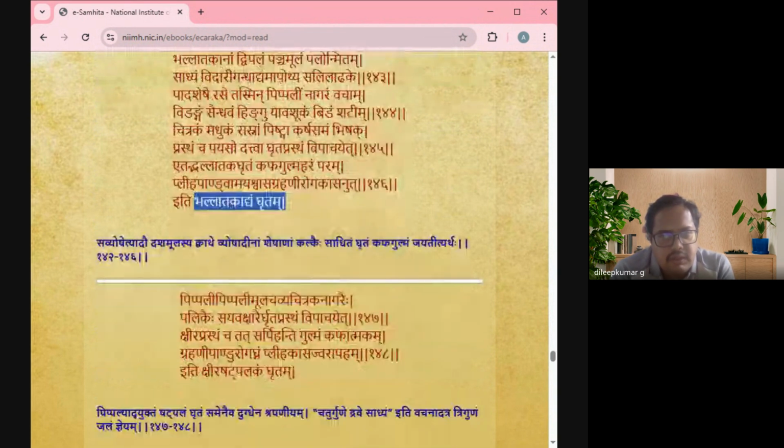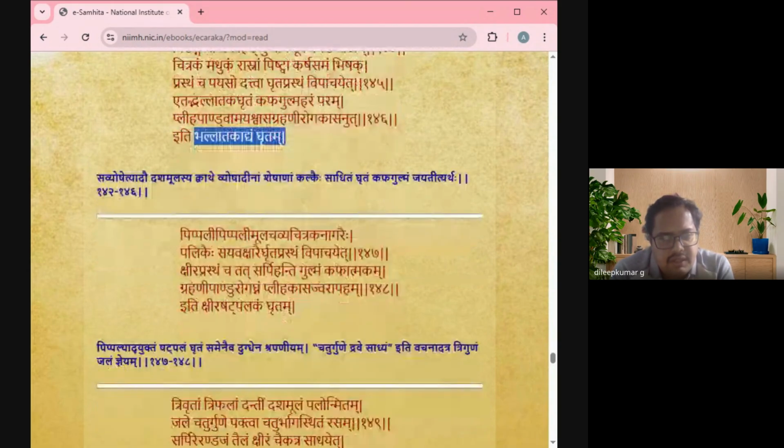Note there should not be any sort of Pittaja condition or inflammatory condition. If there is a lesion in the GIT, naturally it will be associated with Pitta, but there should not be any ulcer formation, there should not be any perforation specifically, and there should not be any active inflammatory condition. It should be only a pure benign or malignant tumor, not associated with inflammation, perforation or ulceration. Then you can give Ballata Kadya.